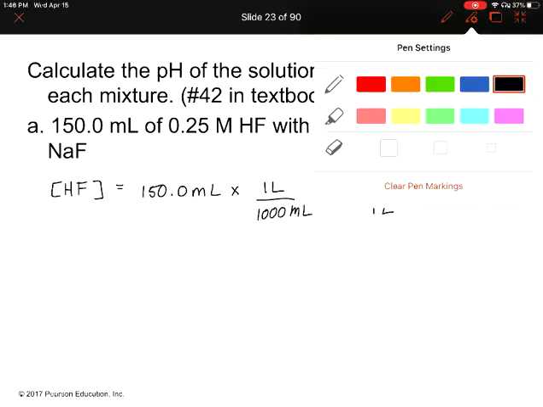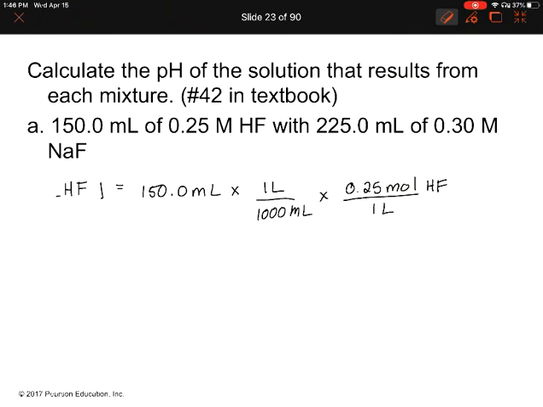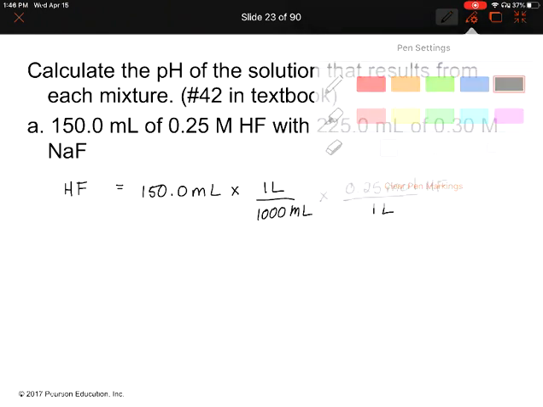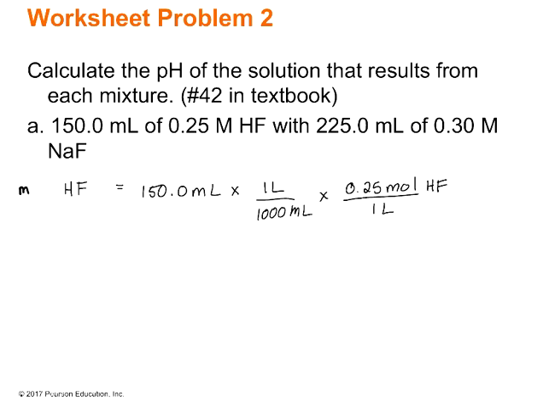Actually, let me change this description here. We're not solving for concentration just yet. We're solving for moles of HF. Okay, so milliliters are going to cancel with milliliters, liters cancels with liters, and we'll end up with moles of hydrofluoric acid. All right, so I got 0.0375 moles of HF.